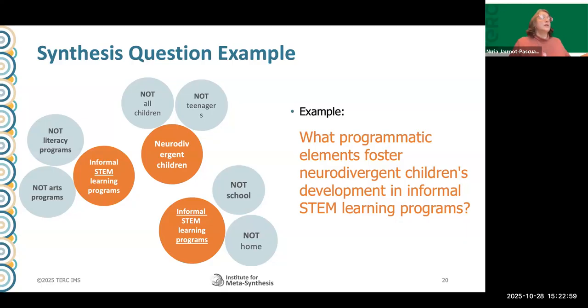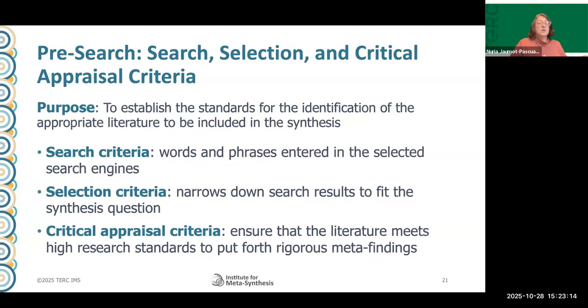So the literature that we include will need to cover all of these three areas, meaning that anything that does not cover one of these areas is out. Let's look at the criteria to include and exclude. So we have three types of criteria: search, selection, and critical appraisal. The overall purpose of this criteria is to establish the standards to identify the appropriate literature that you're going to include and exclude from the synthesis.